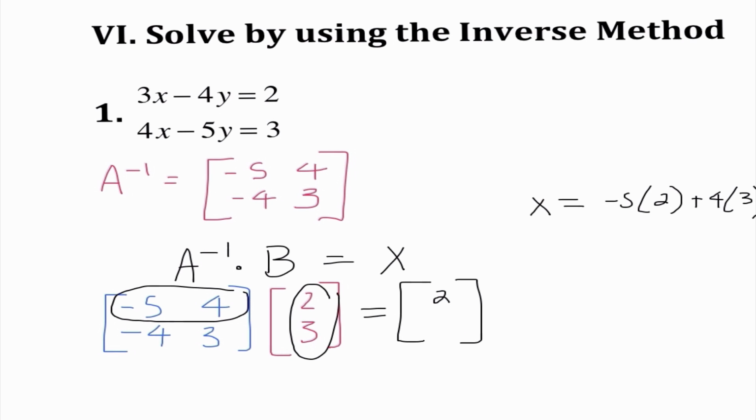Next, we need to find our y value. So I'm going to do row 2 times column 1, -4 times 2, plus 3 times 3. -8 plus 9 is 1. So that is telling me that our ordered pair here is 2, 1. And let's double check. 6 minus 4 is 2. 8 minus 5 is 3.